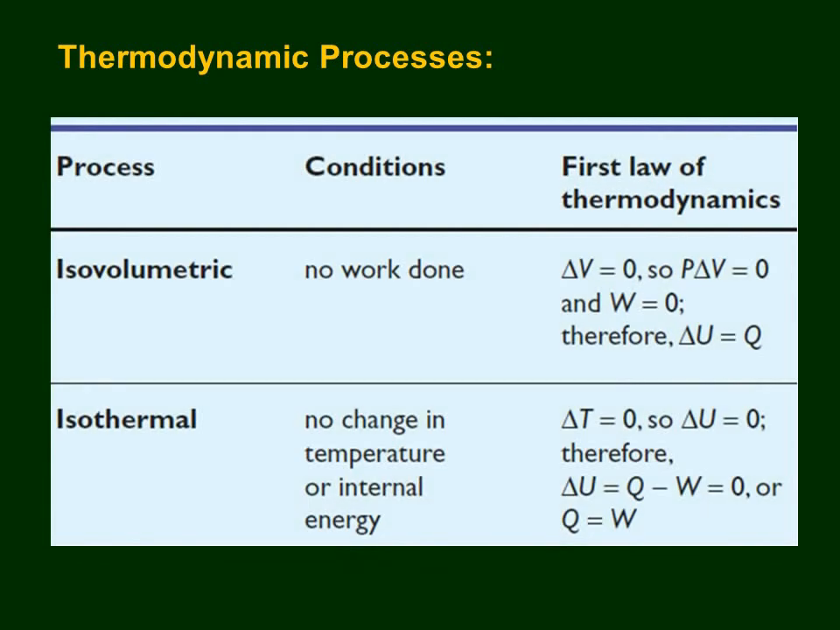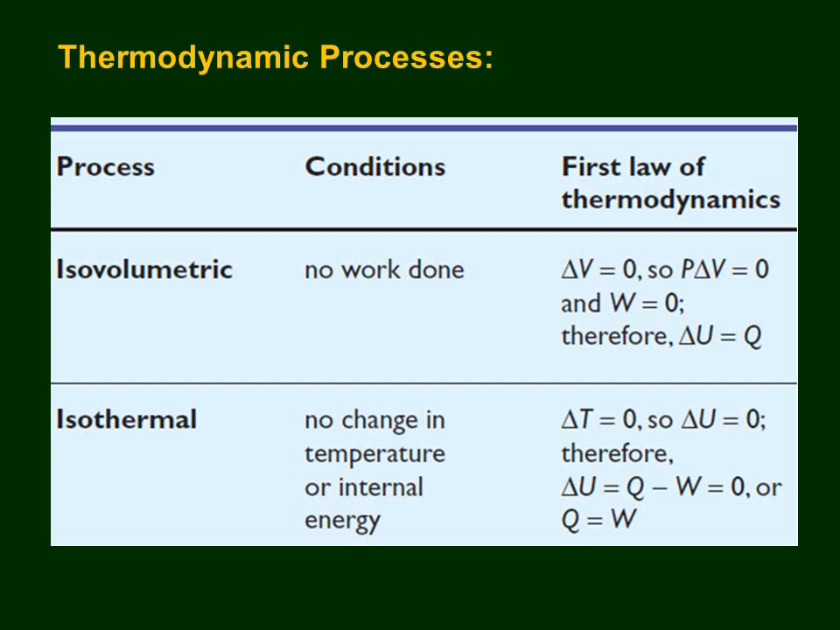Thermodynamic processes. According to the first law of thermodynamics, as we mentioned in section 1, we have some processes in thermodynamics. The first is isovolumetric, which means constant volume. The change in volume equals 0. As the work done equals P delta V, but delta V equals 0, the work done equals 0.